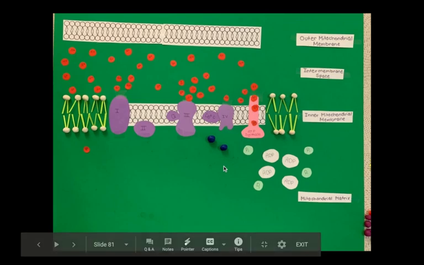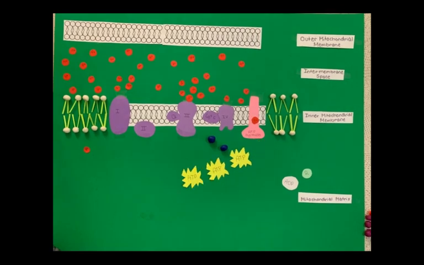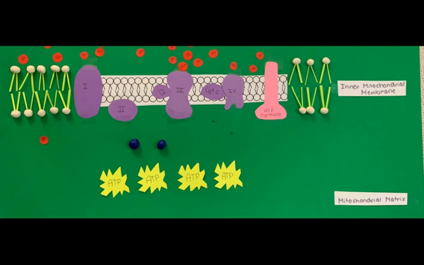So we're going to see this. So we got 1, 2, 3, and then 4 molecules of ATP. So this ATP is then utilized for the functions of the cell that keep us alive.